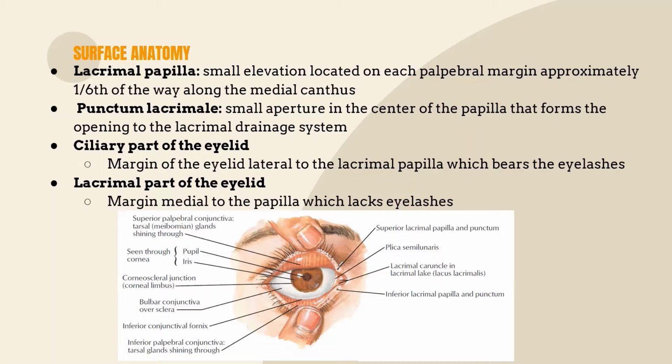The ciliary part of the eyelid is the margin of the eyelid lateral to the lacrimal papilla, this area here. This is the area that has the eyelashes. The lacrimal part of the eyelid, its margin, is medial to the papilla. This one is an area which lacks the eyelashes.